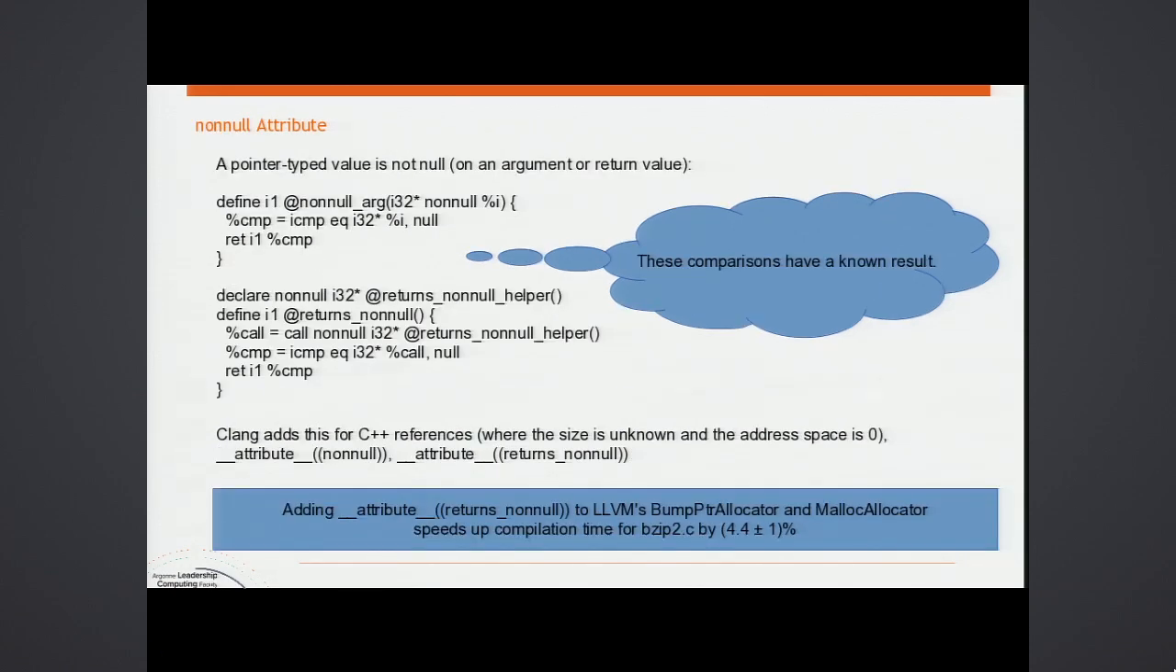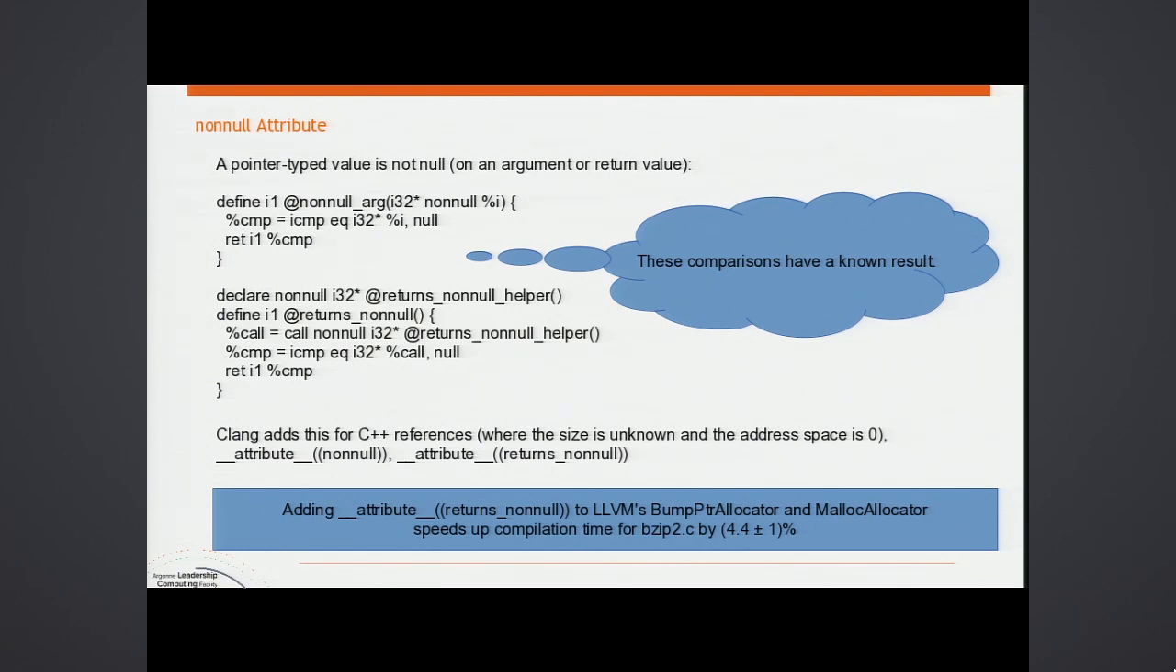OK. So similarly, we have a non-null argument. You can have non-null on pointer typed arguments. You can also have non-null on a pointer return value from a function, and it does what you would expect. So the optimizer can assume that the pointer is not null, and checks that a pointer is not null can then be eliminated.